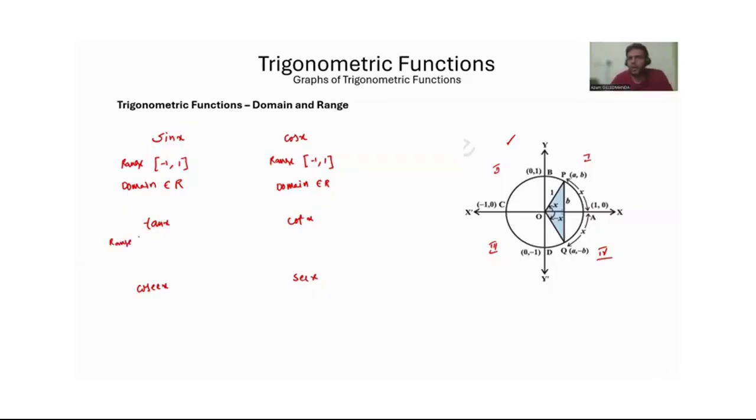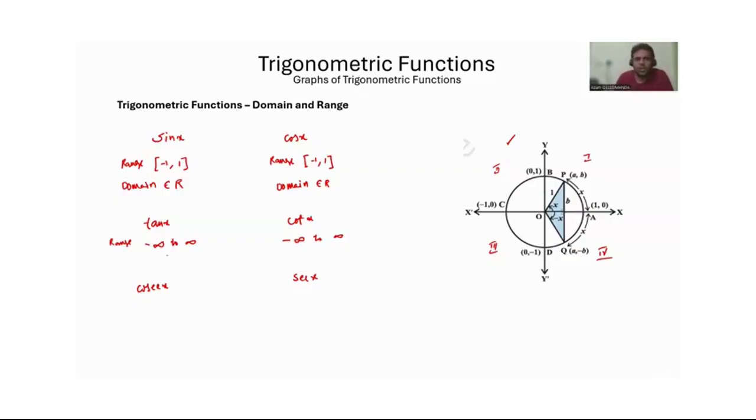Guys, if you remember the trigonometric table, right? So what is tan 0? Tan 0 is sine 0 by cos 0, which is 0. So it is from 0 to tan 90, which is infinity, right? Tan 90 is 1 by 0, which is infinity. And on the other side, the values can be negative as well, right? So this can be from minus infinity to plus infinity. Similarly, cot x is also from minus infinity to plus infinity. And domain can be any real number.